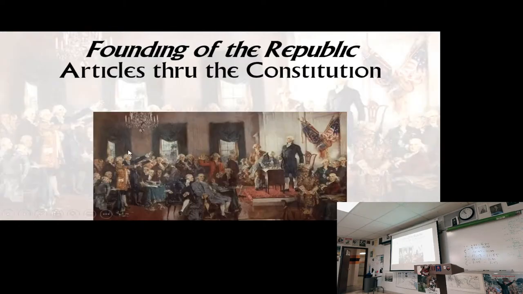The first part is the Articles through the Constitution. Basically, this new government is going to be created and then be a disaster, and then the next government, which is our current government. But this whole unit is the founding of the Republic. And so the next test will be starting right here, so put arrows, asterisks, whatever you want to do.